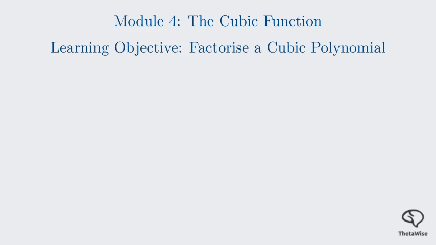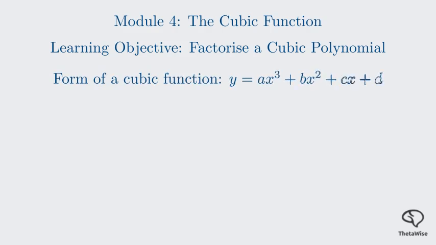Let's begin by defining the general form of a cubic function. The general equation for a cubic function is y equals ax cubed plus bx squared plus cx plus d. Here, a, b, c, and d are constants, and a cannot be zero, otherwise it wouldn't be a cubic.